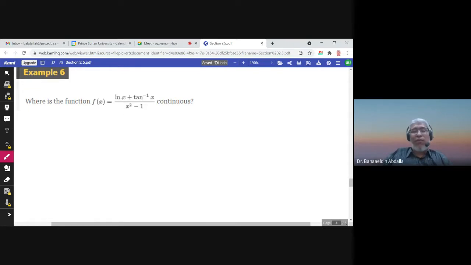Now, I have 3 problems. x has to be in the domain of ln. So I have to find the domain of ln. This is the graph of ln x, and the domain of ln is from 0 to infinity. So x has to be greater than 0.